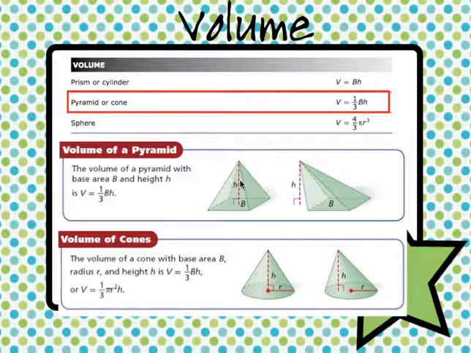Okay, so volume of a pyramid or cone is pretty much just like volume of a prism or cylinder. The only difference is you throw a 1/3 out in front of the formula. So again, capital B is area of the base, so it will change depending on the shape of the base.